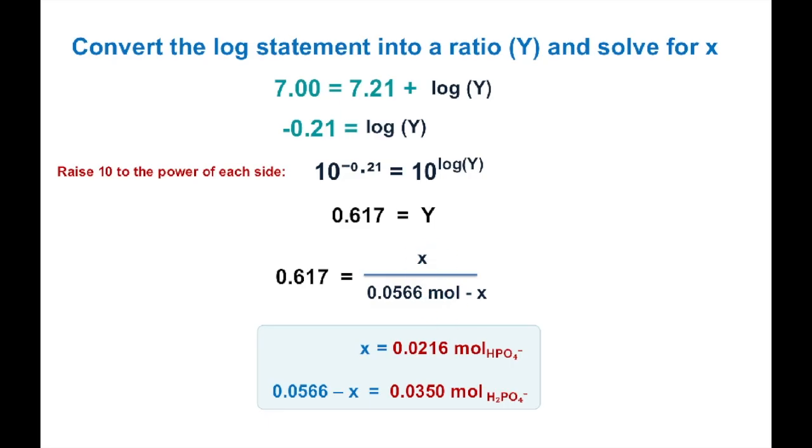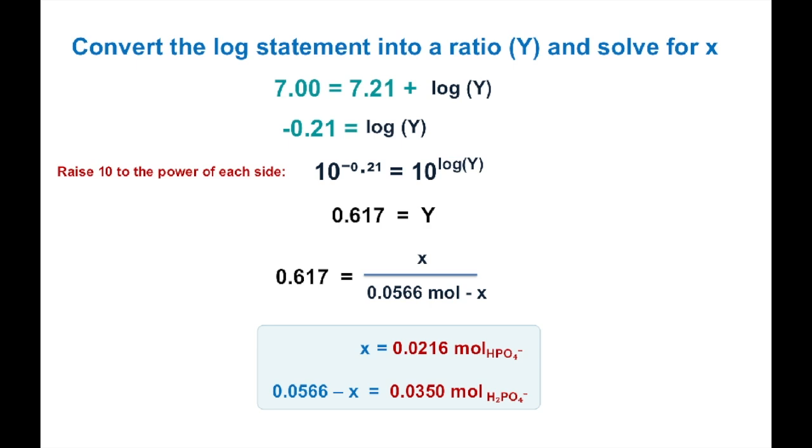And solve for x. That's a rather straightforward algebra equation, and when we solve it, what we'll have in our buffer solution is 0.0216 moles of the basic species, that's hydrogen phosphate, and 0.0350 moles of the acidic species.